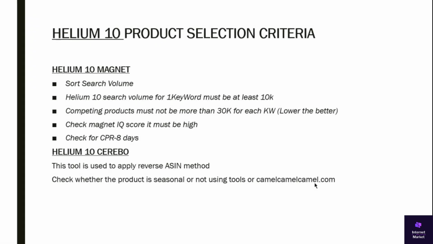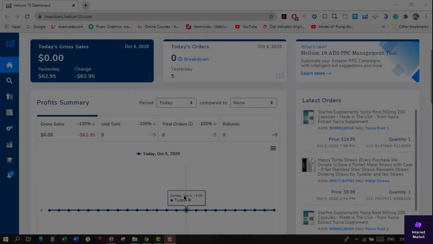Coming towards Helium 10, it is one of the most promising tools used for extracting data. There are different tools available inside Helium 10 for the sellers, but in product hunting, we mainly focus on two. The first one is the Magnet Tool. This tool is used to extract all the relevant keywords and also for evaluating the search volume, CPR 8 days giveaways, and number of competitors against the particular keyword. Let's demonstrate this with an example.